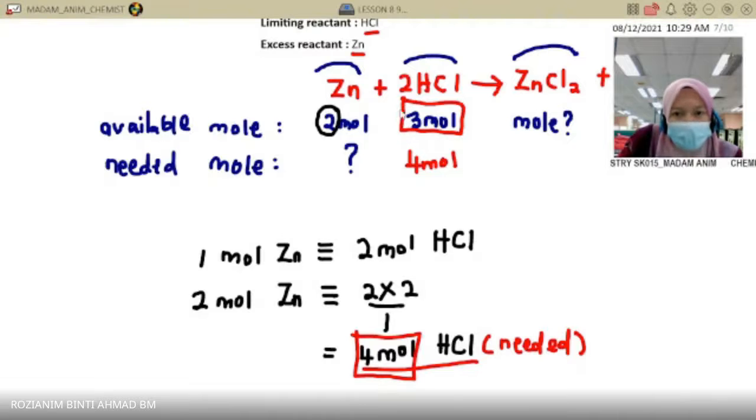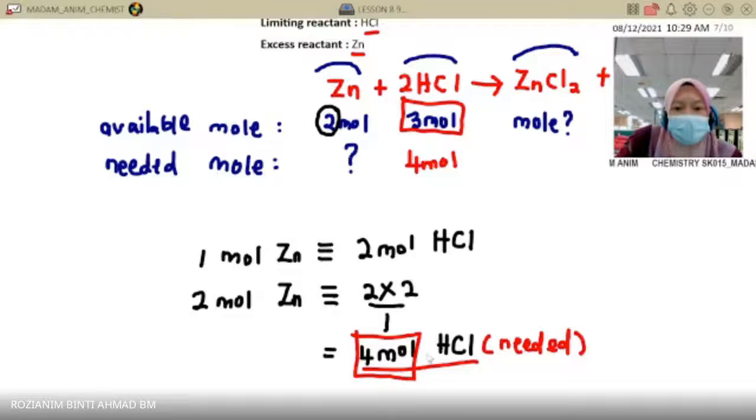Nilai mana besar, nilai mana kecil? Mana nilai besar? Needed or available? Needed dia jadi besar. Maksudnya, kenapa dia boleh jadi besar? Sebab nilai ini is come from the reference zinc. So, zinc ini sekarang fungsi dia, zinc ini telah membesarkan hidroklorik asid ataupun mengecilkan hidroklorik asid.